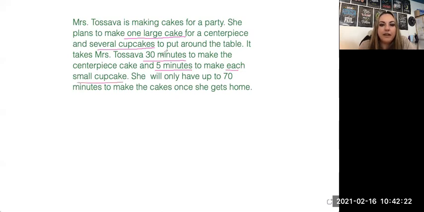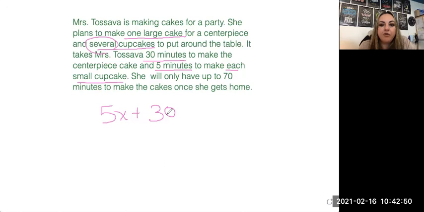So I'm automatically thinking I've got 30 minutes here for just one centerpiece cake. And here's my plus, it takes me 5 minutes to make each small cupcake. So that means, oh, and then several indicates my unknown, right? So 5 minutes per cupcake plus 30 minutes for the centerpiece.